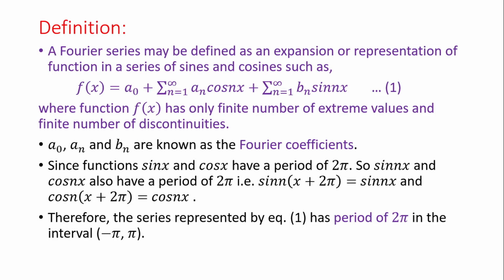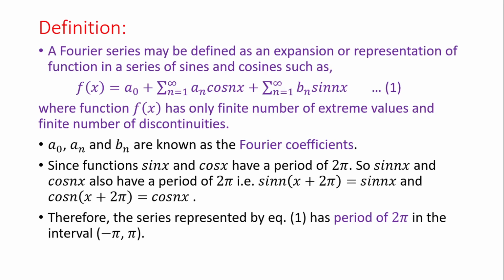a0, an and bn are known as the Fourier coefficients. We are familiar with one property of sine or cosine function, that sin x or cos x has a period of 2 pi. That means after 2 pi it repeats itself. So sin(x plus 2 pi) is equal to sin x, and cos(x plus 2 pi) is equal to cos x.